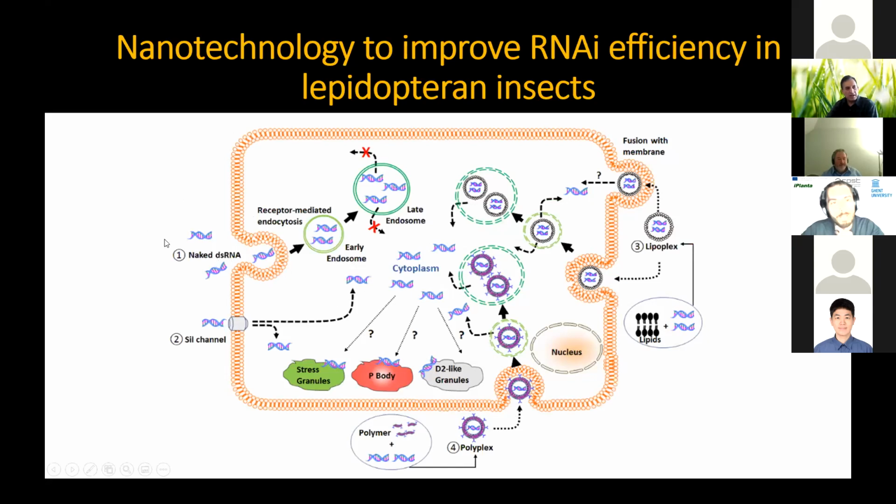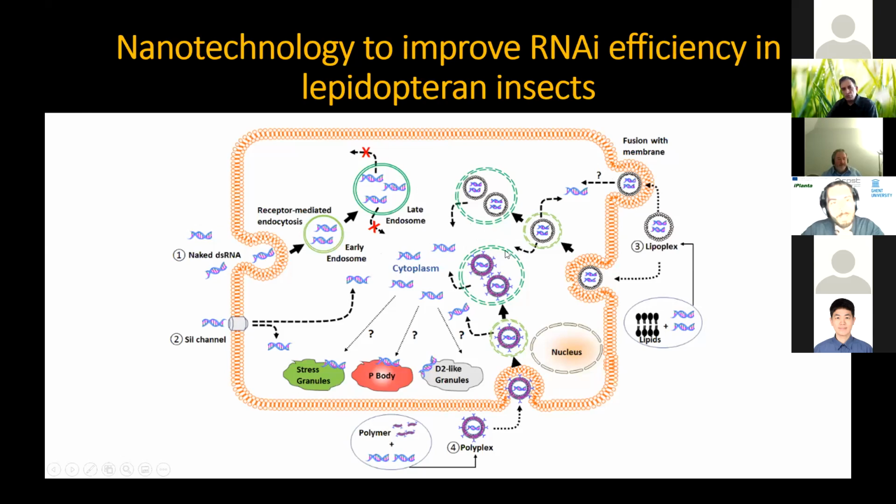You have seen that naked double-stranded RNA, several studies have shown, enters through clathrin-mediated endocytosis. Some of it might be released into the cytoplasm, but most of it might be accumulated in endosomes. But there are other mechanisms like SID channels, through some kind of a fusion, like phagocytosis and other fusion-mediated entry.